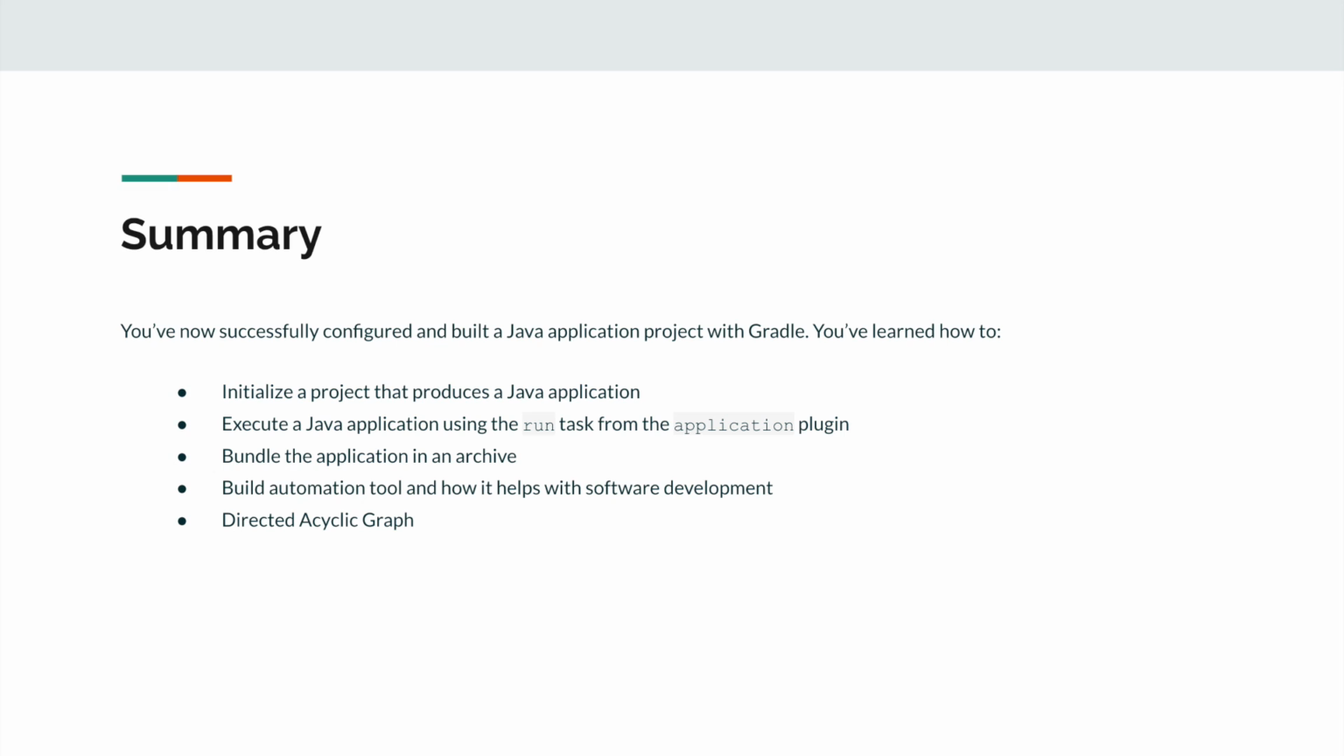That's it! You've now successfully configured and built a Java application project with Gradle. You've learned how to initialize a project that produces a Java application, execute a Java application using the run task from the application plugin, bundle the application in an archive, and know what a build automation tool is and how it helps with software development. You also know about the directed acyclic graph that Gradle depends on when configuring its build script.